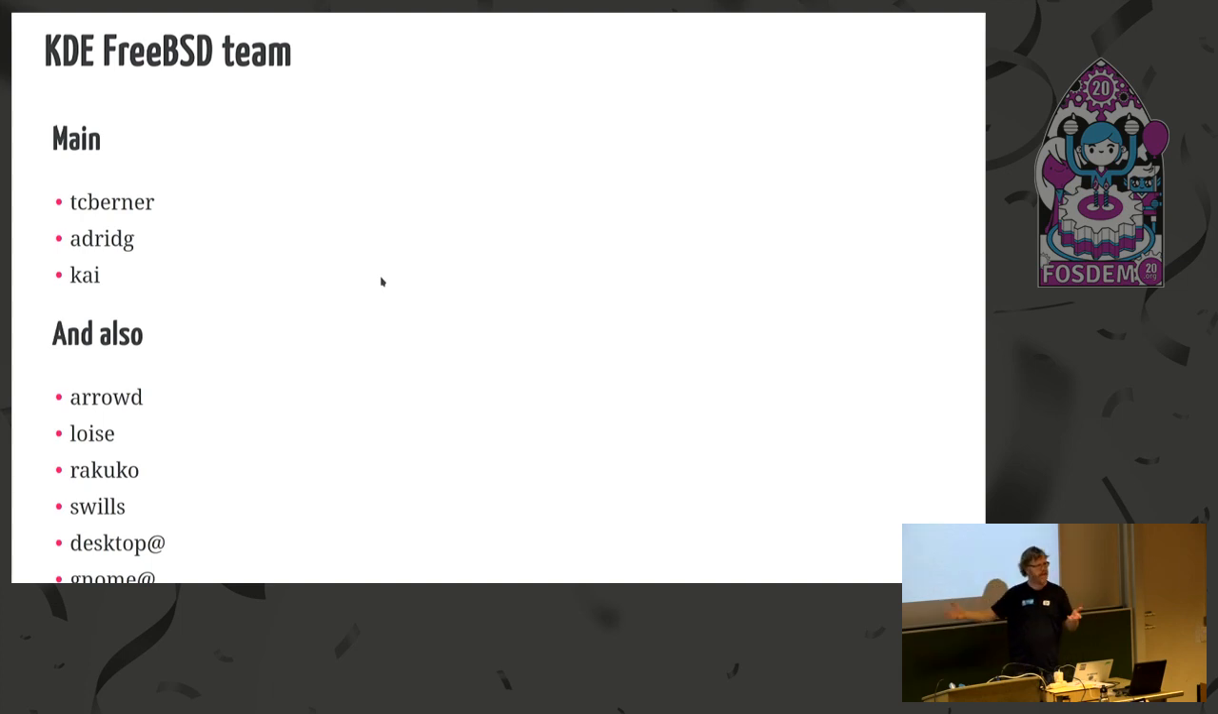So the three main KDE on FreeBSD people doing the maintenance of the ports are Tobias, myself, and Kai Knobich. Tobias is more on the FreeBSD side. I'm slightly more on the KDE side. And Kai is stuck doing WebEngine. And WebEngine is Chromium. And everyone knows that Chromium on FreeBSD is a horrible, horrible thing. Maybe not everyone knows that, but it's 600 patches where you're fighting upstream. And that's no fun at all. So we really appreciate that Kai deals with that.